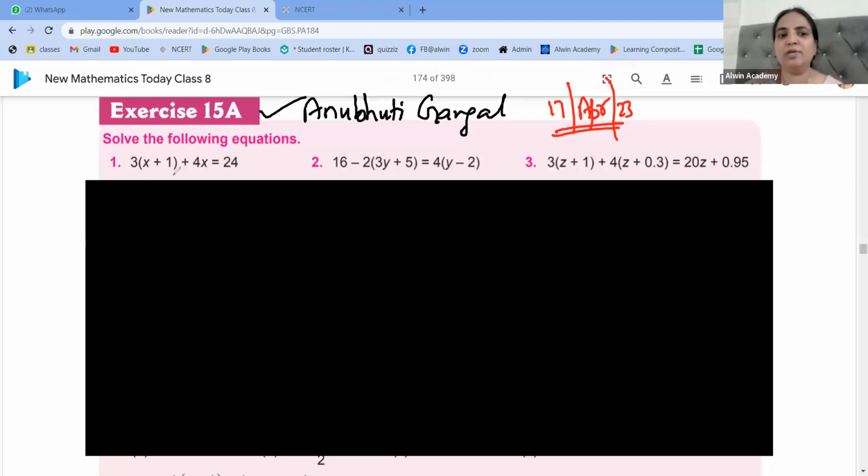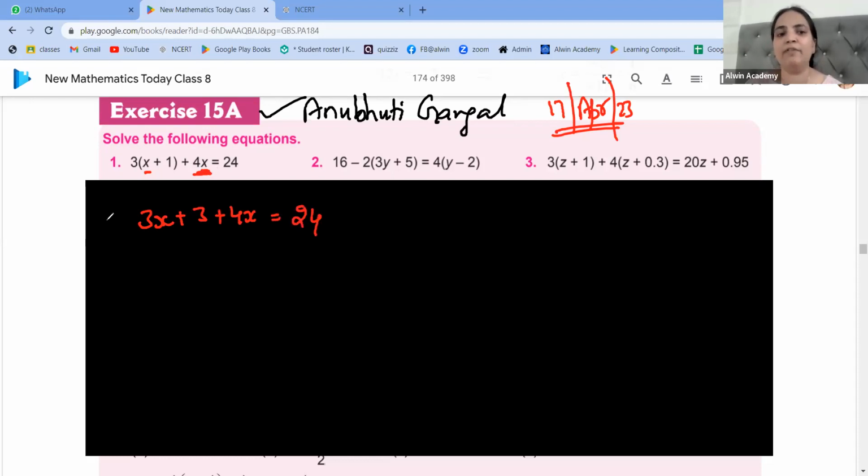This is 3 times x plus 1. See how we read it: 3 times x plus 1 plus 4x is 24. How to solve this? Whenever we are solving, we need to keep x independent to find its value. To separate x, I can see 2 x's here, and first we have to combine them to keep them on the left hand side. So how will I do this? I'll first open up the bracket. 3 I'll multiply with x first, that will be 3x. Then I'll multiply 3 with 1. 3 ones are 3. And now this 4x I'll write as such equals 24.